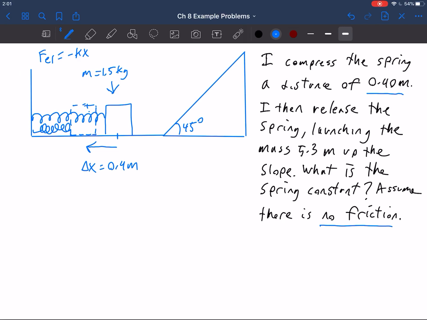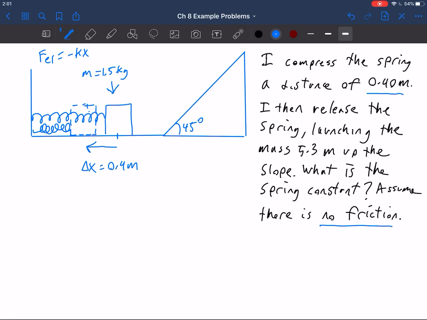Okay, and so let's try to use conservation of energy to solve this problem. Our goal is to figure out at time 1, what is the total energy of our system, and at some later time, what is the total energy of our system. And conservation of energy tells us that that energy has to be the same, right? The energy has to be a constant. The total energy of the system has to be constant.